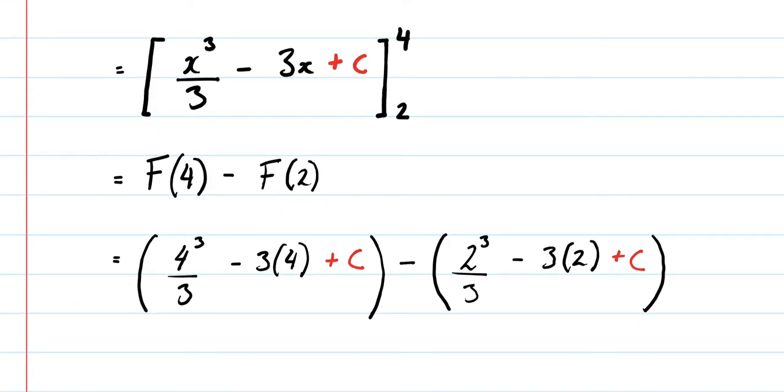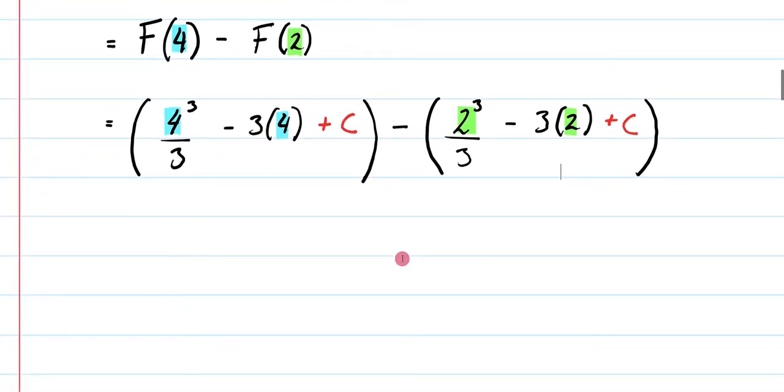So just to make sure that everyone's clear on what I've just done, I took my upper limit and I subbed it into my antiderivative just like that. Then I took my lower limit and I subbed that into my antiderivative just like that. And I'm subtracting both of those. So now all that's left for us to do is some maths. So let's do that. 4 cubed will be 16, not 16, it will be 64. It will be 64 over 3 minus 3 times 4 is 12, and then I've got my plus c here.